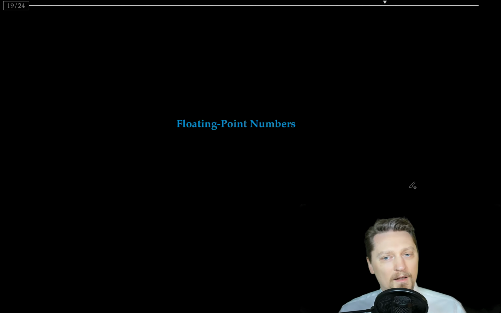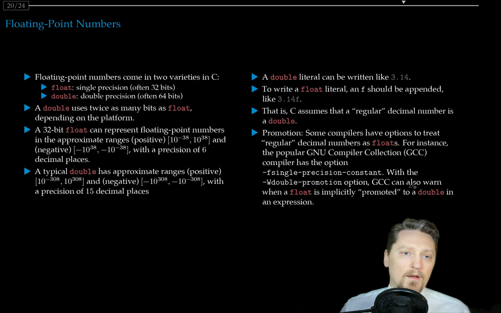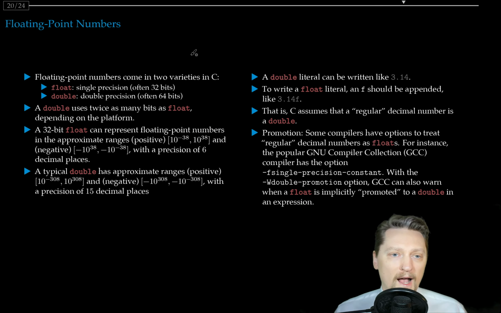Okay, floating point numbers. Floating point numbers come in 2 varieties in C. Float, or single precision, are often 32 bits. It's actually system dependent. And then double precision, often 64 bits. But the definition requires that double be double the precision of float. A double uses twice as many bits as float depending on the platform.